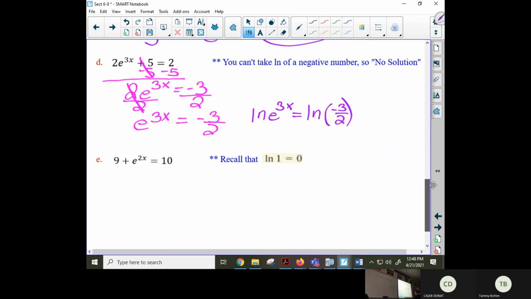Now you might notice right here that you can't do this. Do you guys know why? What right here is telling me I can't do this? We only talked about this briefly. You can't take the log or natural log of a negative number. We'll talk about this when we come back.